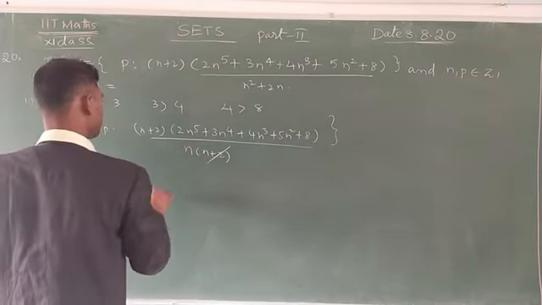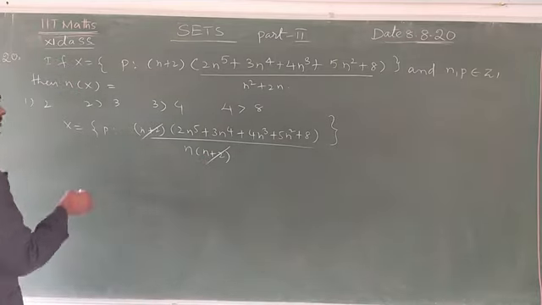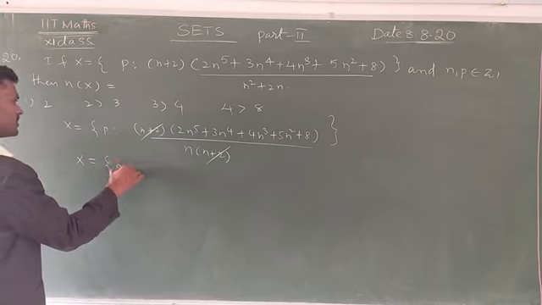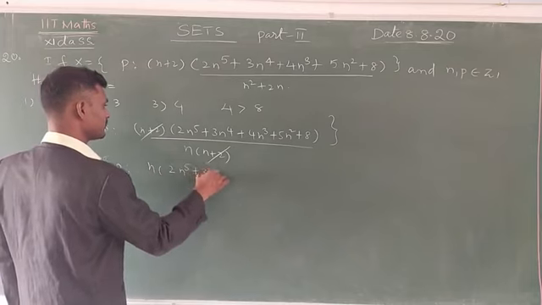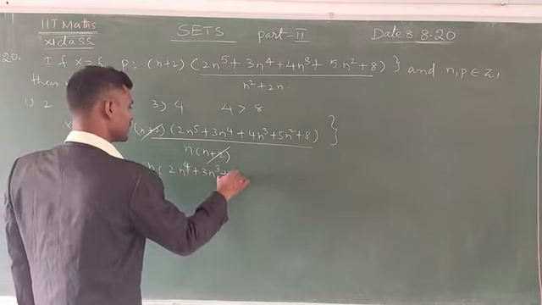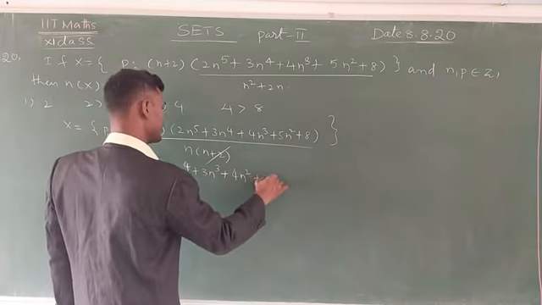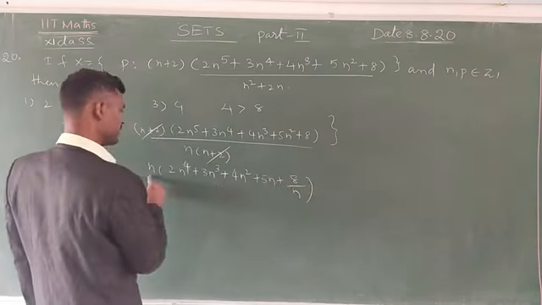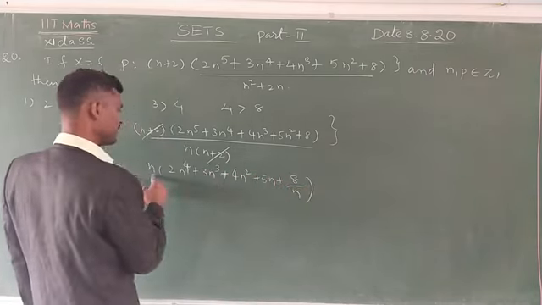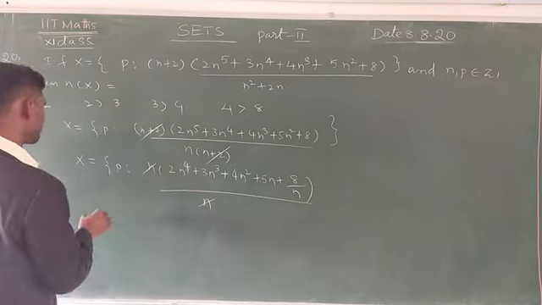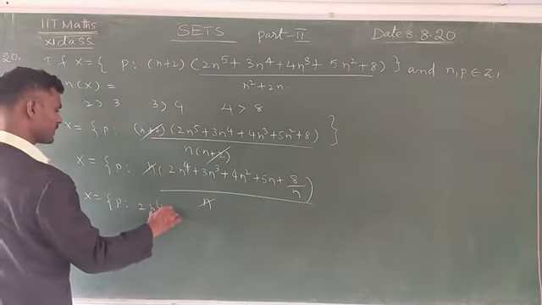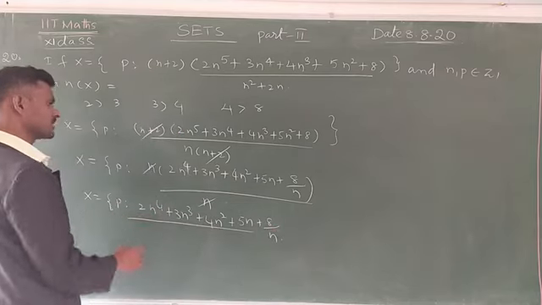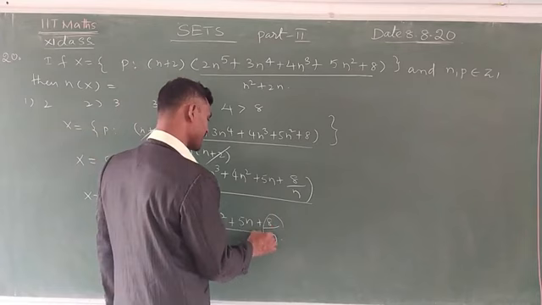Now n plus 2 in the numerator and denominator are both cancelled. Then X is the set of p such that in the numerator you take n common: 2n^4 plus 3n^3 plus 4n^2 plus 5n plus 8 by n. Here n into 8 by n is 8 whole by n, and n cancels. Now you can write X is the set of p such that 2n^4 plus 3n^3 plus 4n^2 plus 5n plus 8 by n. See here, n and p both belong to integers, but here 8 by n is a fraction, a rational number.